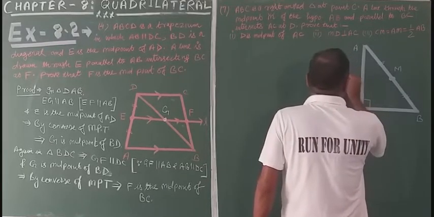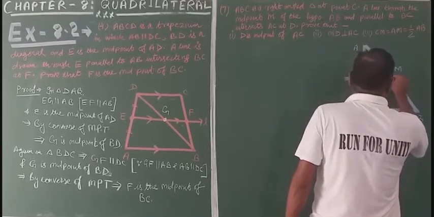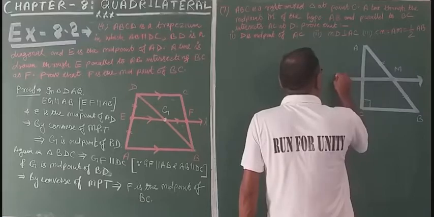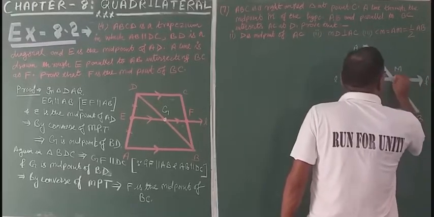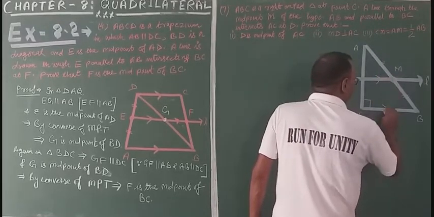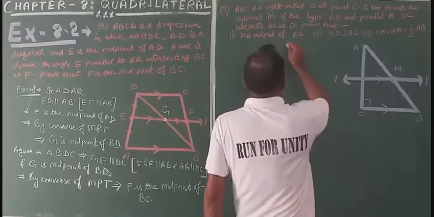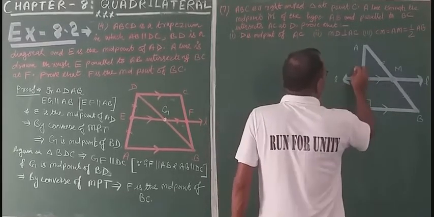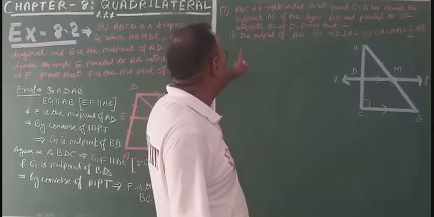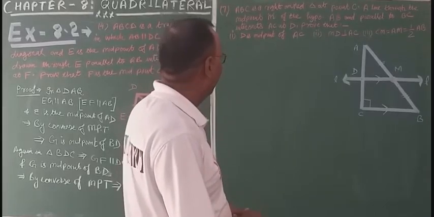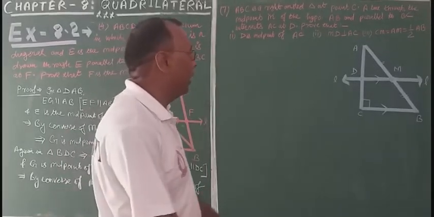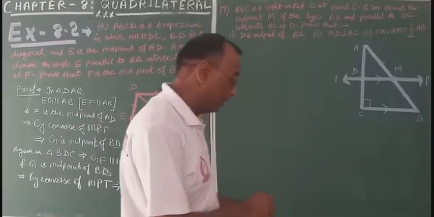Suppose this is the line L which is drawn through the midpoint M, and this line is parallel to BC. It intersects AC at point D. You have to prove that D is the midpoint of AC. Second, MD is perpendicular to AC, and the third, CM is equal to AM, which is equal to 1 upon 2 AB. So now just look at the proof.